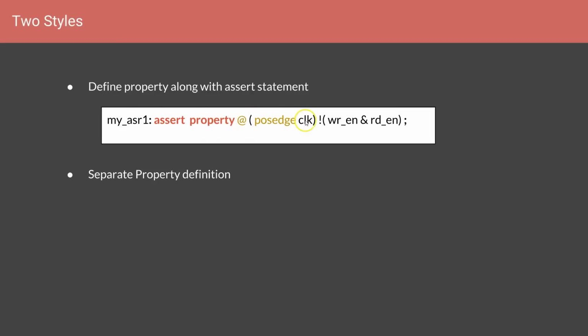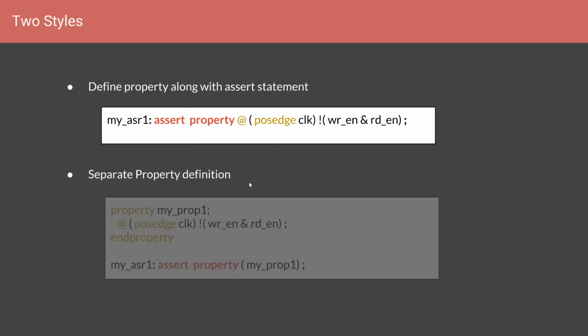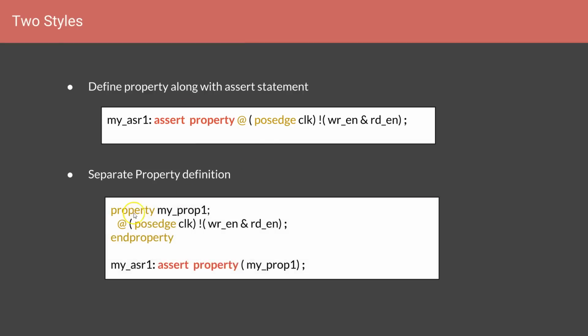You define the property along with the assert statement. In the second style, you can define the property separately and add it to an assert statement, as shown here. You define the property by using the SystemVerilog property keyword, and you name the property appropriately so that the property name can be used along with another assert statement. Here the property name is my_prop1, and the same property is defined here as my_prop1.